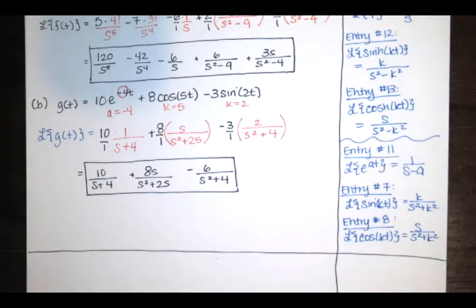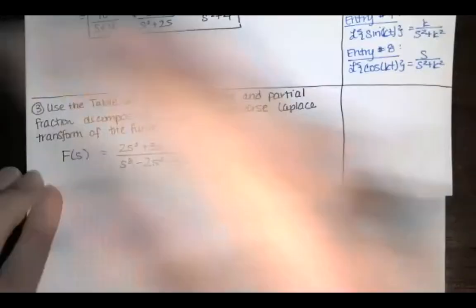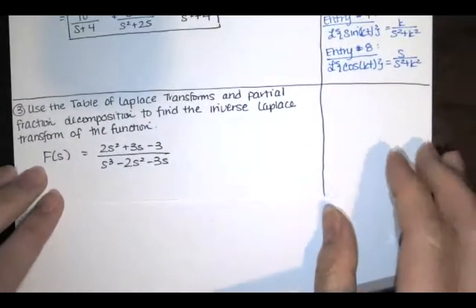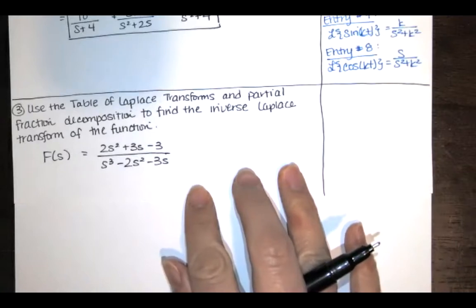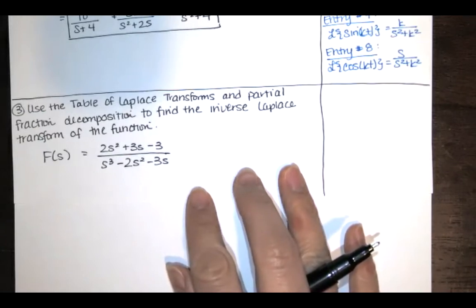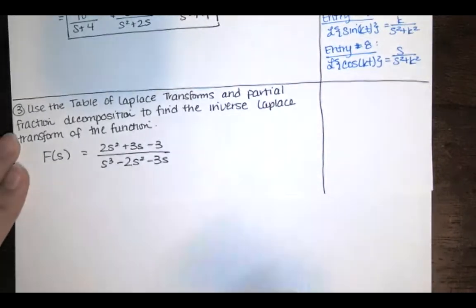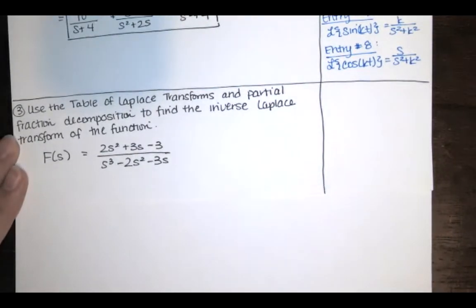Now let's look at problem number 3. It says use the table of Laplace transforms and partial fraction decomposition to find the inverse Laplace transform of the function. So clearly we've got a cubic polynomial in the denominator, a quadratic polynomial in the numerator, and that means that we don't have an entry in our table that looks anything like that. If you do look through that table, you'll see that there's nothing that matches this pattern.